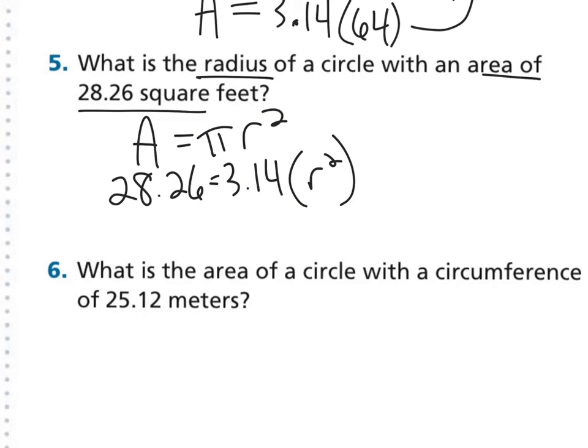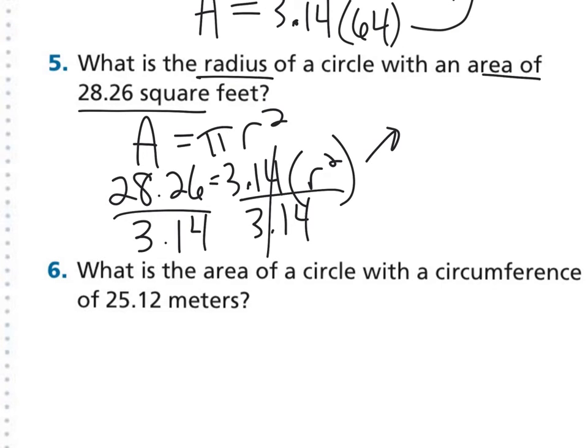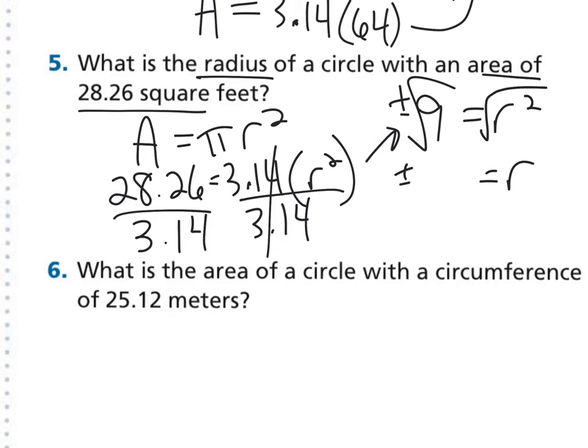So just like we did earlier, we can see with the r, they're multiplying, which means we need to divide, okay? So 28.26 divided by 3.14, which actually comes out pretty nice as 9. Okay, that's r squared, that's the radius squared. So then to find the radius, we need to take the square root. We square root 9, which would be 3. So that means 3 feet, can't be negative. 3 feet would be the radius of our circle.